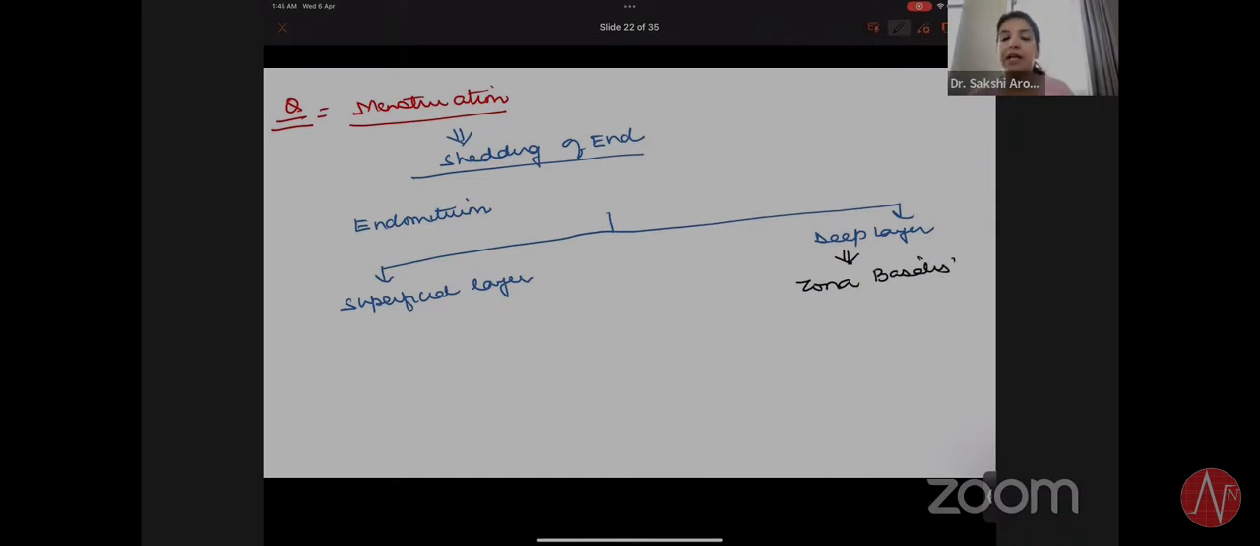Ethamsylate can be given, but that's not a very good drug. Studies have shown that tranexamic acid is a much better drug. Ethamsylate बहुत कम cases में indicated होती है. So पहले हम बहुत use करते थे ethamsylate, अब हम tranexamic acid ही use करते हैं, right?